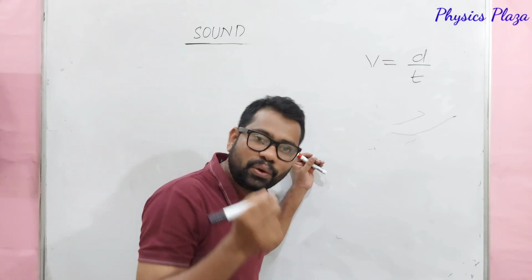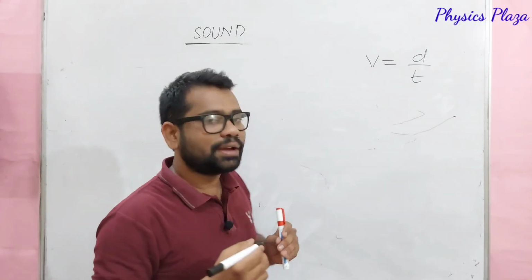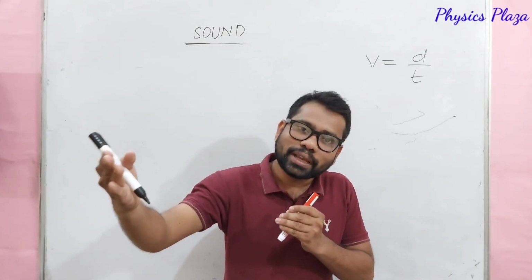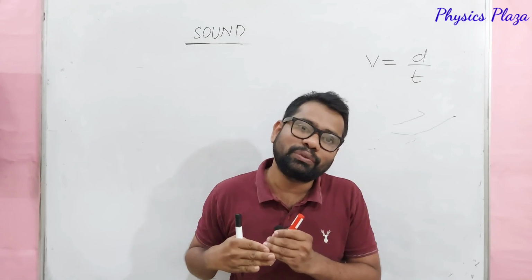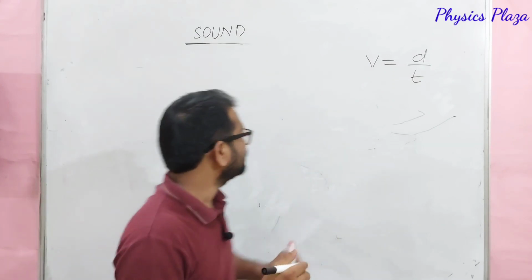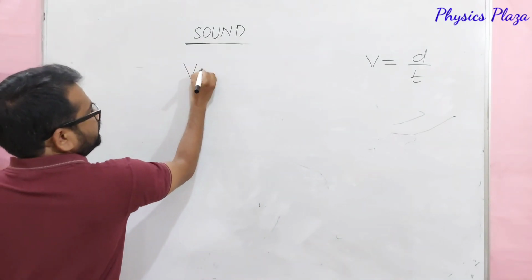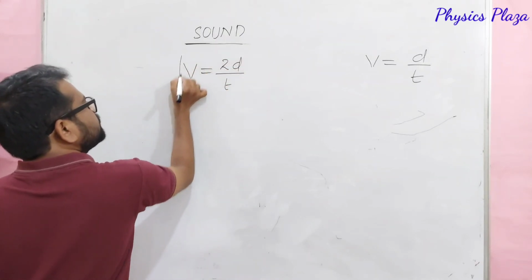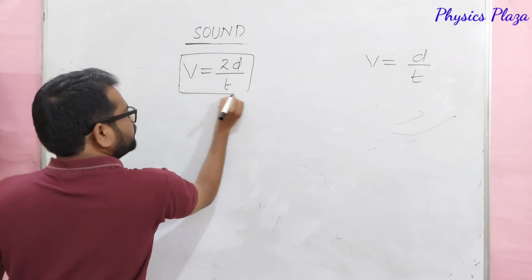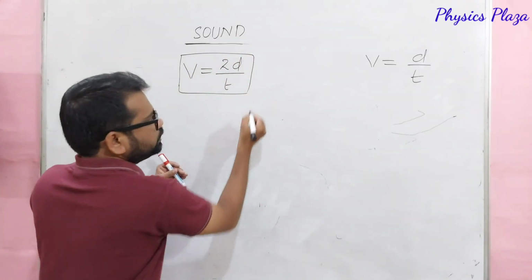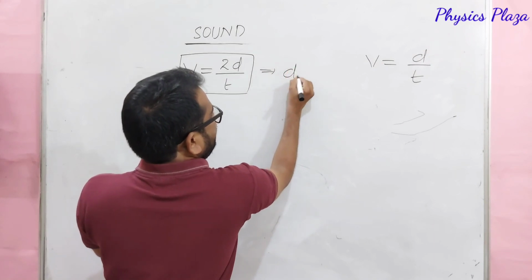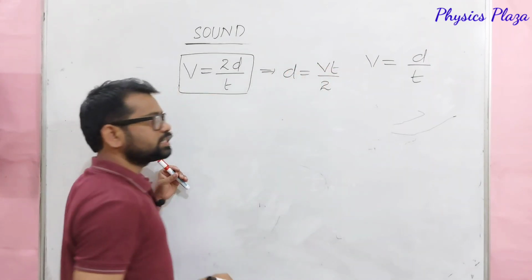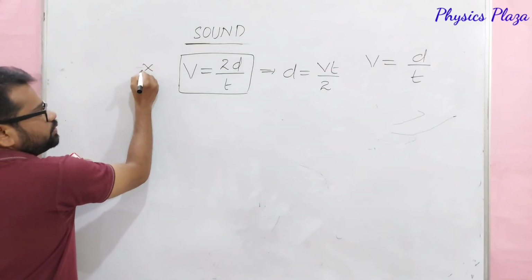But in the case of echo, children, the sound travels the distance twice, because to reach the obstacle it travels distance d, and again to come back to the point of origin it takes another distance d. So velocity v is equal to 2d by t. This is the formula we use to calculate the speed of sound, especially in the case of echo. We can also modify it to calculate the distance between them. This is the first one we should remember.